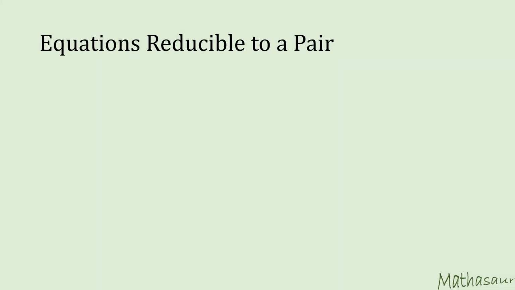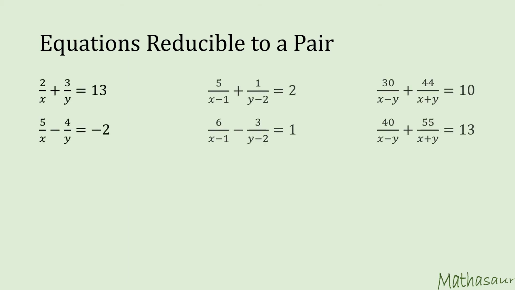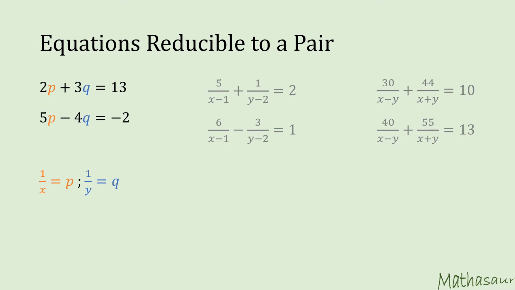Today, let us look at equations reducible to a pair of linear equations in two variables. Let us look at this pair of linear equations. Do you notice something interesting in the first pair of linear equations? Yes, the variables x and y are present but in the denominators. Let us assume 1 upon x as p and 1 upon y as q. Now we can rewrite these equations as 2p plus 3q equals 13 and 5p minus 4q equals minus 2. Now this pair of linear equations can be solved for p and q.